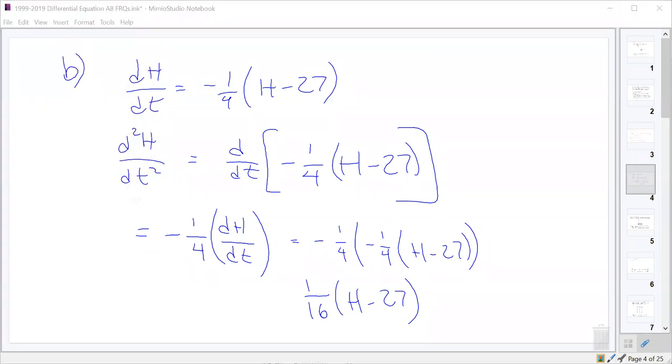So, actually, we'll do this here. What can you tell me about the internal temperature of the potato for all values of t greater than 0? It's always greater than 27. We know that h is always greater than 27, according to what they told us in the problem. If h is greater than 27, what can you tell me about 1/16 of h minus 27? It's always positive. Everybody agree with that? Okay. Well, if the function's second derivative is always positive, that tells you that it is always concave up.